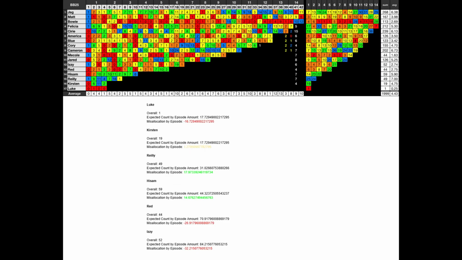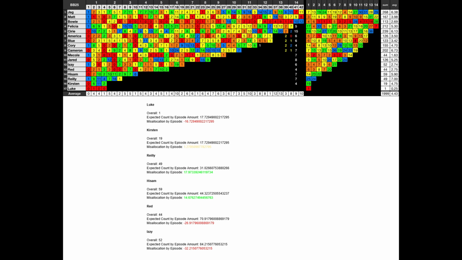He has an overall diary room count of 1, which, wow, and he has an expected count by episode amount of 17.72, causing for a misallocation amount of negative 16.72. Kirsten has 19 diary rooms, causing her to have an expected count by episode amount of 17.72, which adds up to a 1.27 misallocation amount, so she in general has a pretty close to perfect allocation.